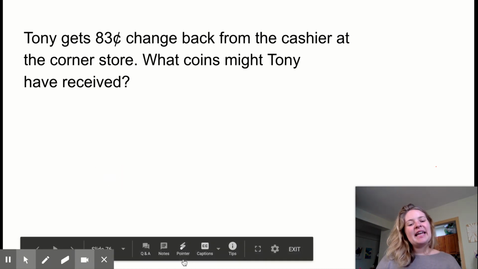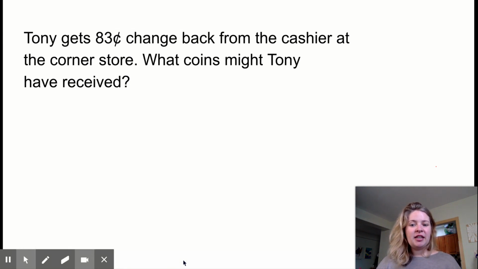Tony gets 83 cents in change back from the cashier at the corner store. What coins might Tony have received? Basically, what this question is asking is, can you make 83 cents using different types of coins? I'll show you 2 examples, and I'm going to see if you can figure out another example.